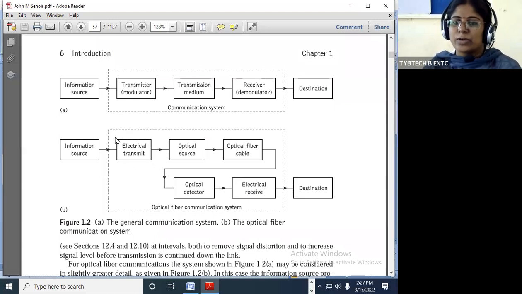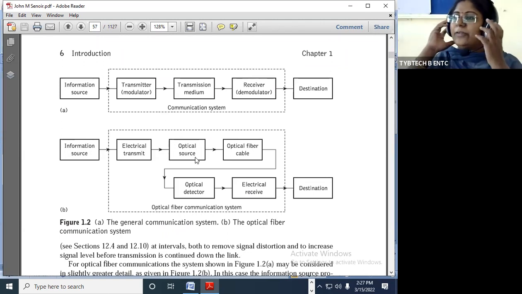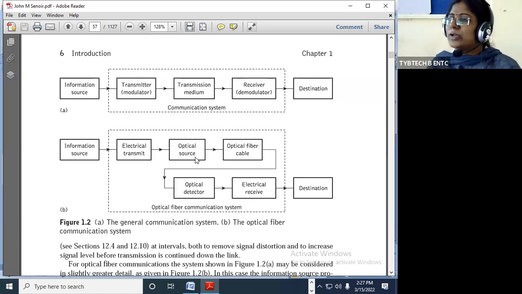Electrical transmit means what? Whatever information signal is generated through this information source, in order to make it more suitable for transmission, whatever processing you are doing on that signal is done in this electrical transmit. Then it is given to the optical source. म्हणजे हा जो मॉडिफाय होऊन आलेला इलेक्ट्रिकल सिग्नल आहे, that is given to this optical source. What will this do? It will convert the electrical signal in the form of light. And always you remember the input signal to the optical source should be in the form of what?